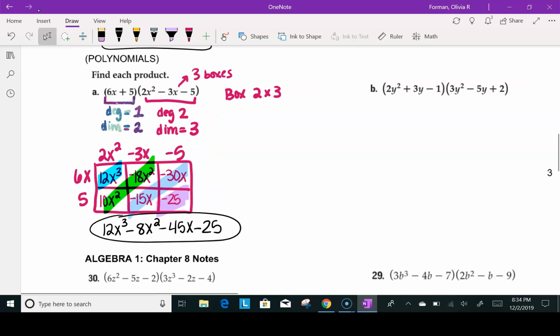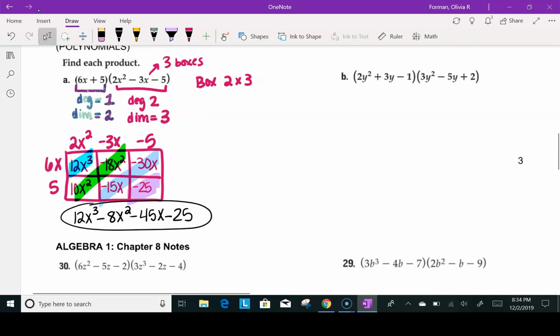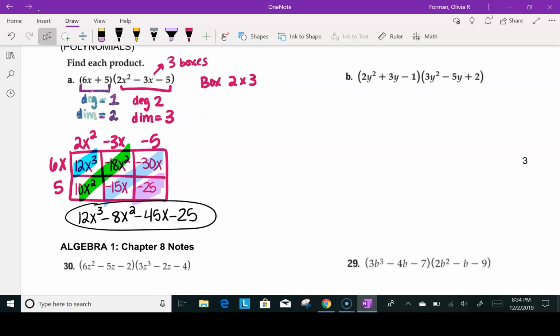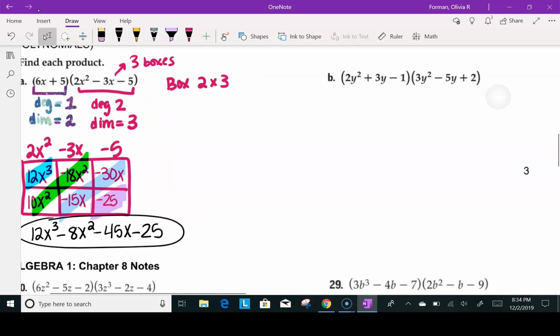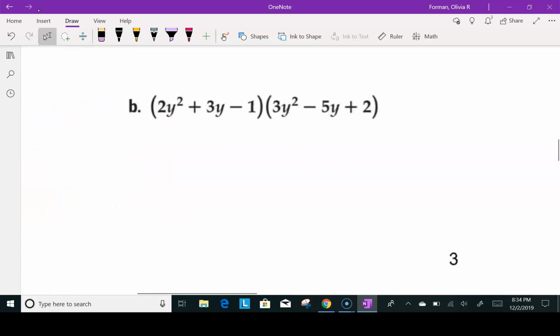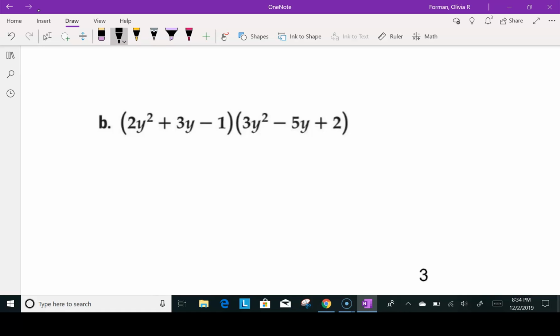Okay. So you can use a box just like this. You can use the distributive property. So I'm going to use the distributive property, not the box for this one. You could do a box. In that case, if you're going to be doing the box, if you want to try it on your own, the box, it's going to be a 3.